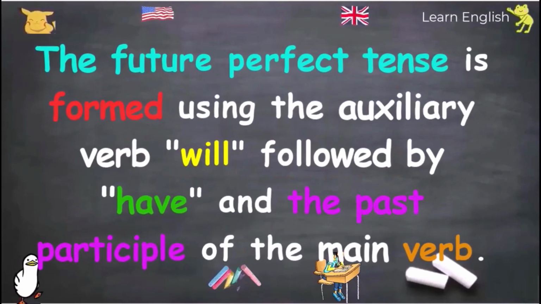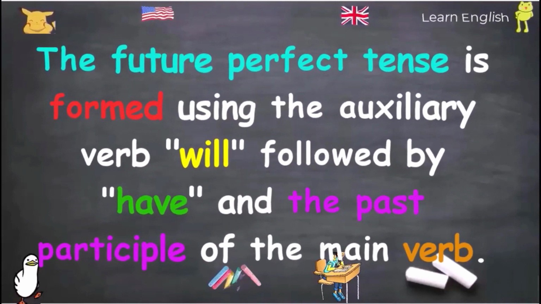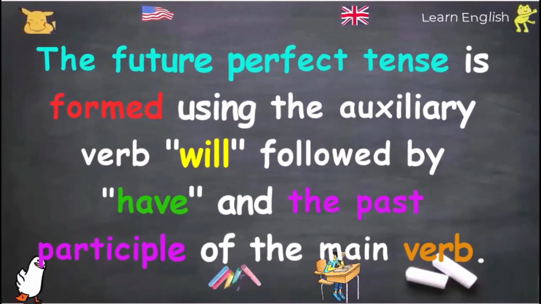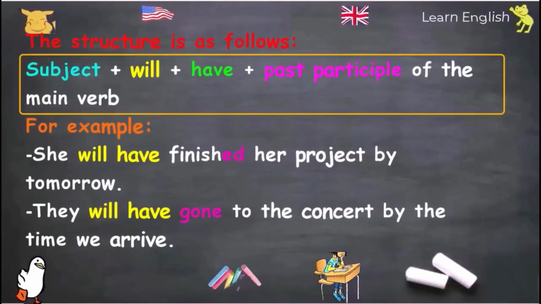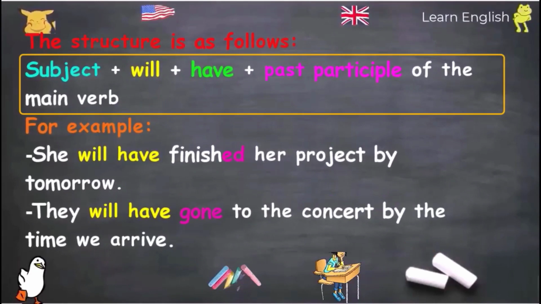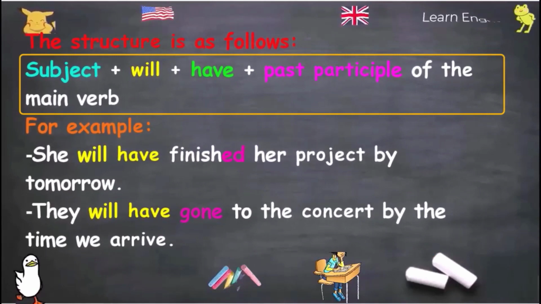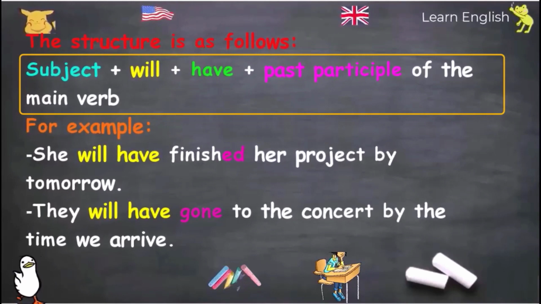Structure of the future perfect tense. The future perfect tense is formed using the auxiliary verb will, followed by have, and the past participle of the main verb. The structure is as follows: subject plus will plus have plus past participle of the main verb. For example, she will have finished her project by tomorrow. They will have gone to the concert by the time we arrive.